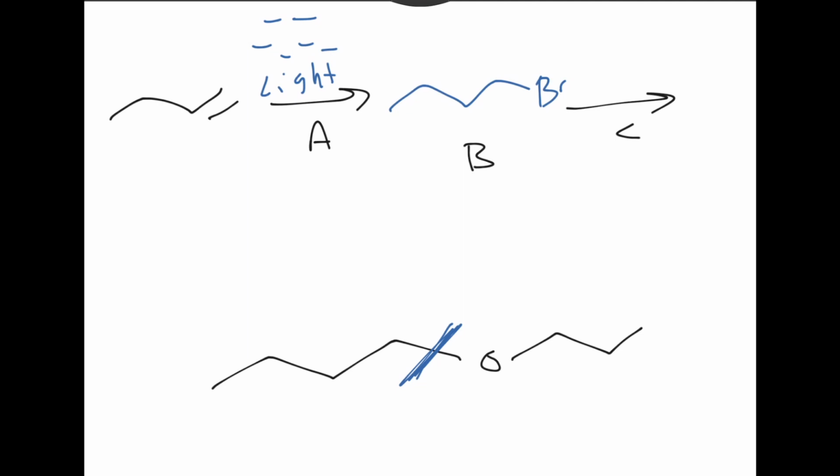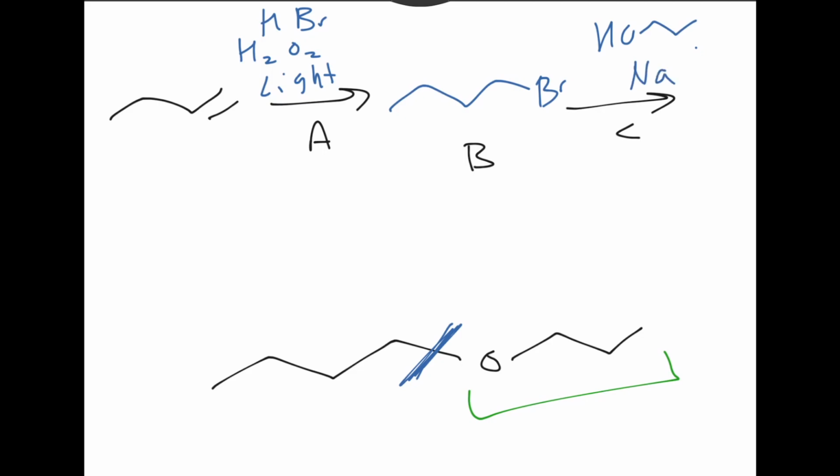Yes, HBr and H2O2. I'm going to erase my dashes. HBr, H2O2. So that's going to make your least substituted bromine. And now I have to take my alcohol and treat it with a base, and that will give me my alkoxide to react with that bromide.